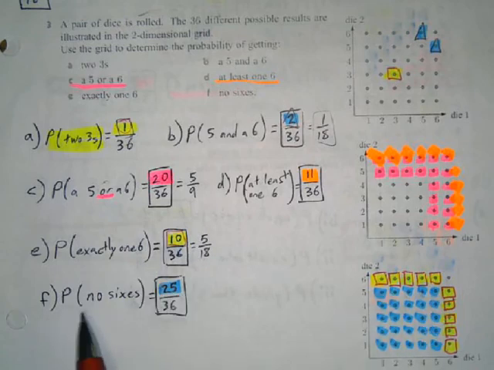What's the probability of not getting a 6 at all? It's all the blue ones, add them together, you get 25.